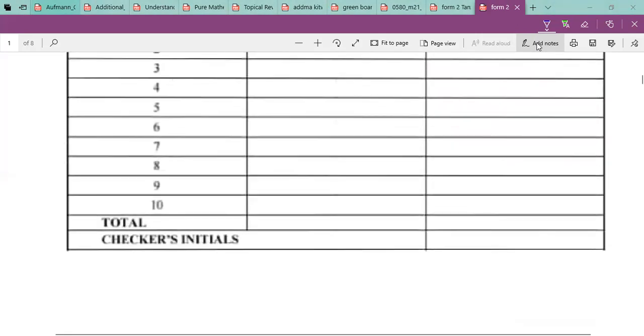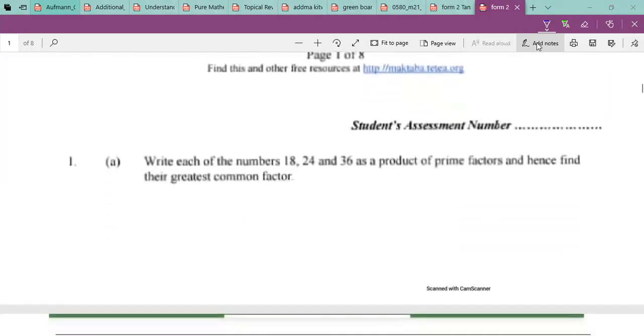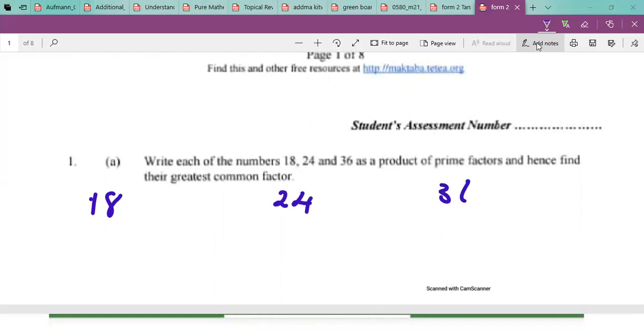So in this video presentation, we'll do the first 5 questions. Then the last 5 will be done in the next video. Okay, let's start. Write each of the numbers 18, 24, and 36 as a product of prime factors, and hence find the greatest common factor.